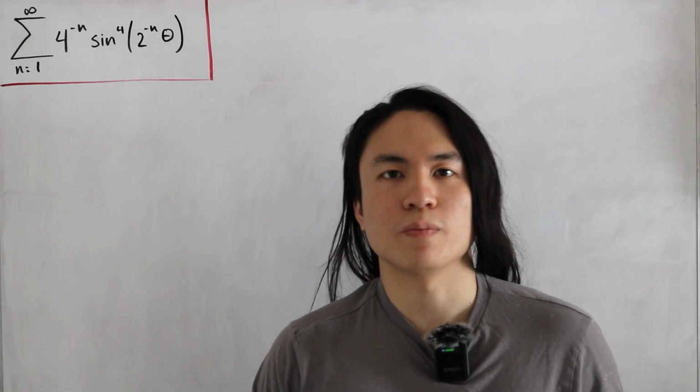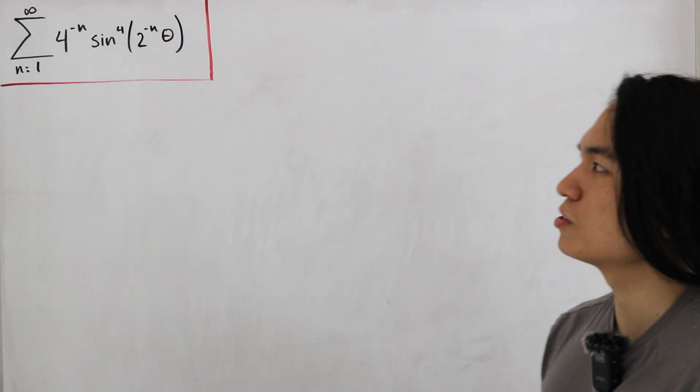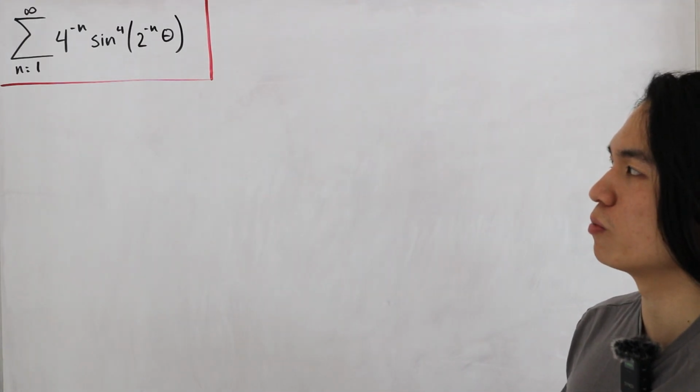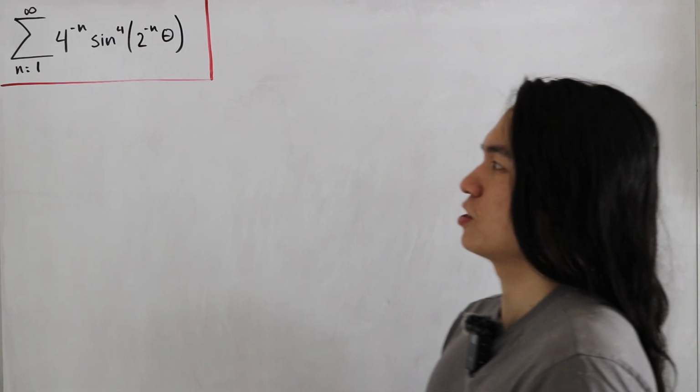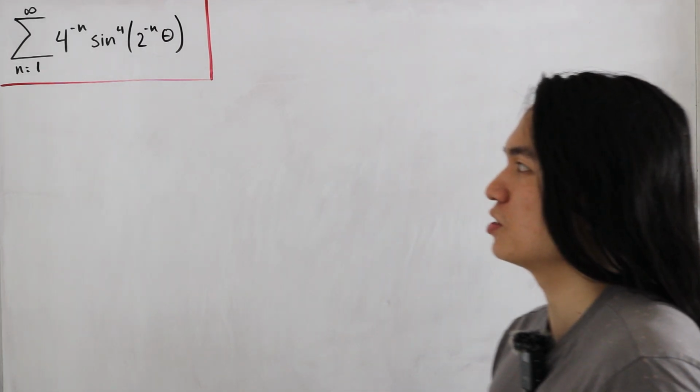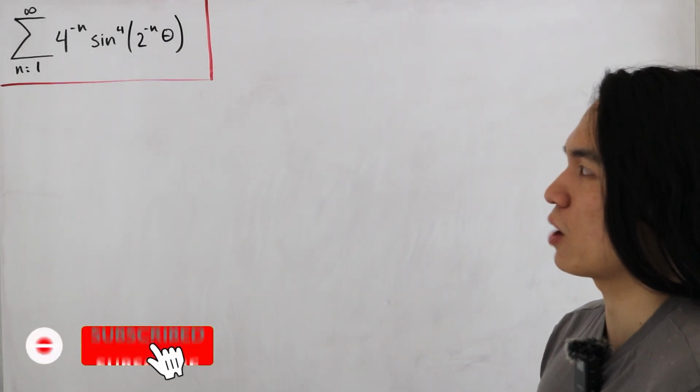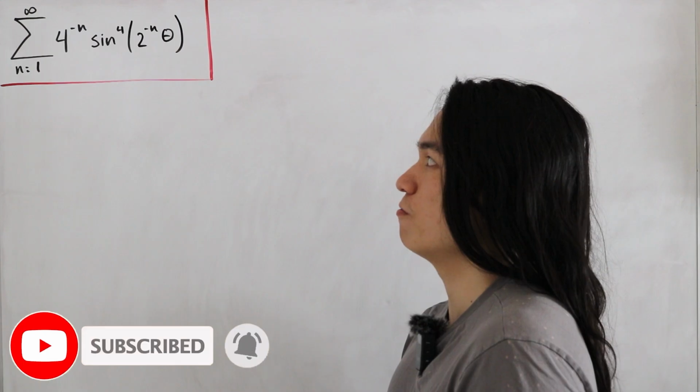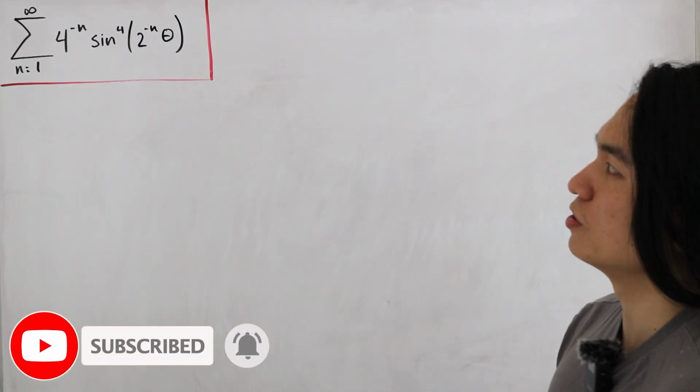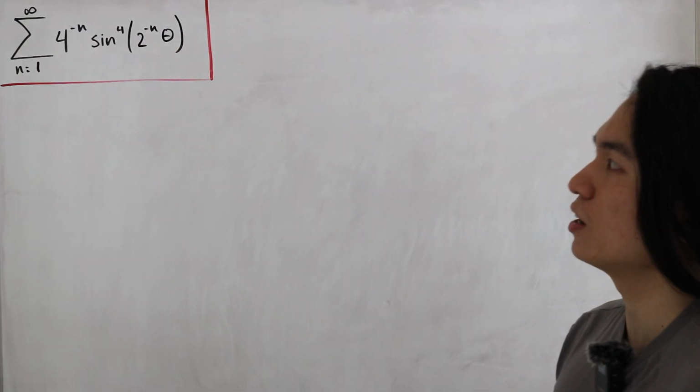Okay, so welcome back to another video. Here's a nice little closed form that we want to solve with the following infinite sum. We have the infinite sum from n equals 1 to infinity of 4 to the power negative n times sine to the 4th power of 2 to the power negative n theta.